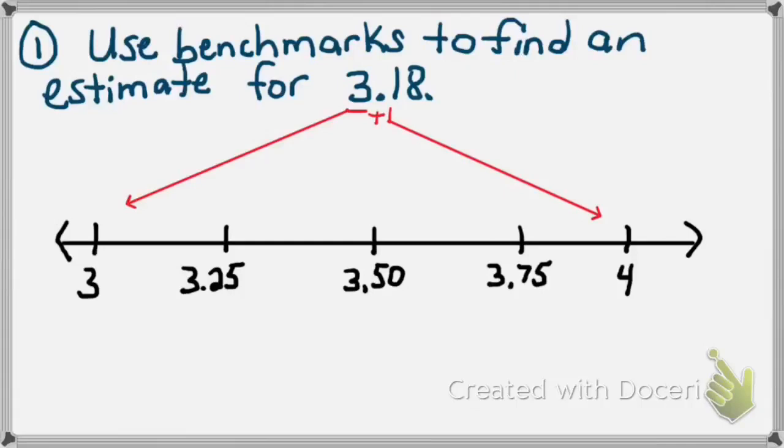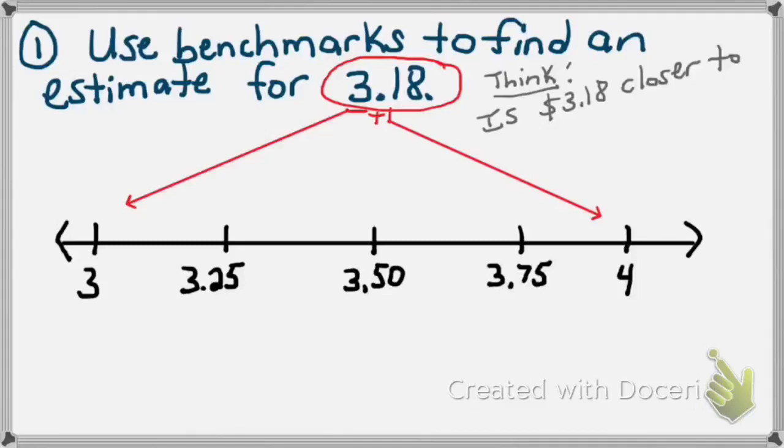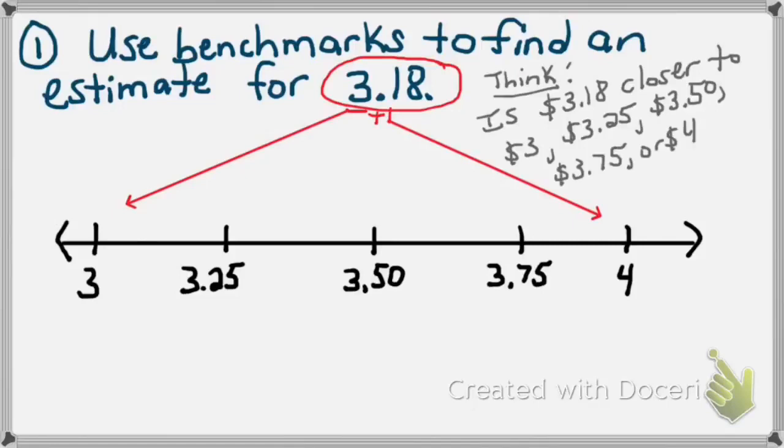So now that I have my number line with my benchmarks, I go back and look at the number they gave me, which is 3.18. And again, I'm going to think about it as money. And this is what I think. In my mind, I'm thinking of it as money, so I think, is $3.18. Which of my benchmarks is it closer to? So is it closer to $3 or $3.25 or $3.50 or $3.75 or $4? What is $3.18 closer to?